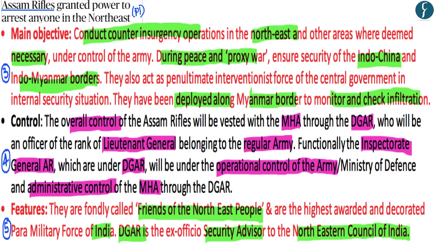Now, the Northeast Council is the nodal agency for the economic and social development of the northeastern states, and it consists of 8 states, which are Arunachal Pradesh, Assam, Manipur, Meghalaya, Mizoram, Nagaland, Tripura, and also Sikkim. And the Director General of the Assam Rifles is the ex-officio security advisor to the Northeast Council.